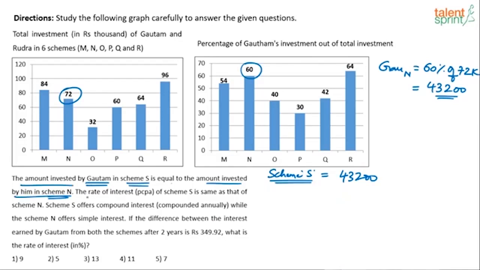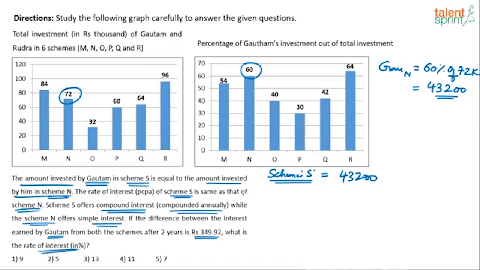Next statement. The rate of interest of scheme S is same as that of scheme N. Scheme S offers compound interest, compounded annually, while scheme N offers simple interest. If the difference between the interest earned by Gautam from both the schemes after 2 years is 349.92, what is the rate of interest? So basically, here's the question.